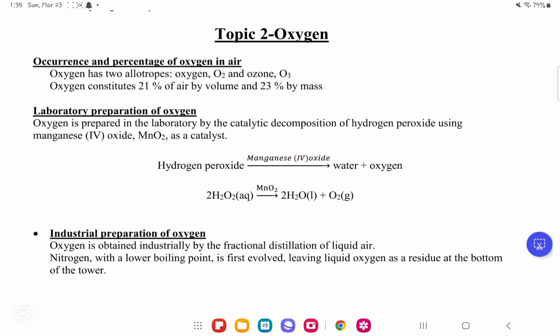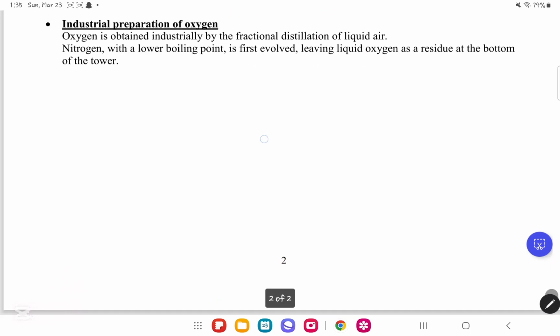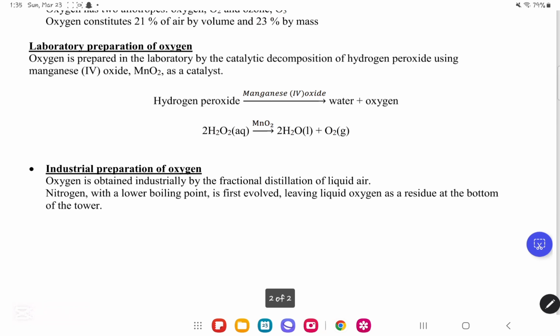Now, how do we prepare oxygen? We prepare oxygen in the laboratory, of course, and then we have the other method, which is industrially. You can prepare oxygen in the laboratory by catalytic decomposition of hydrogen peroxide. Catalytic decomposition means that it involves a catalyst. You should know that the catalyst used is called manganese IV oxide, or MnO2.